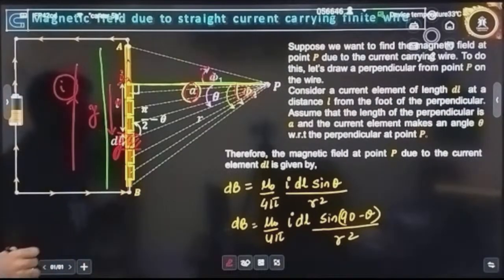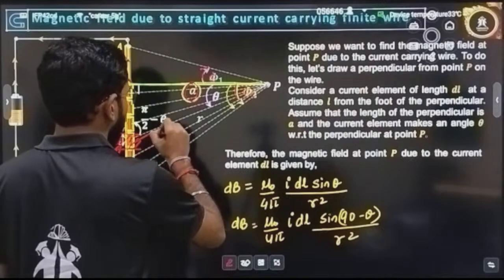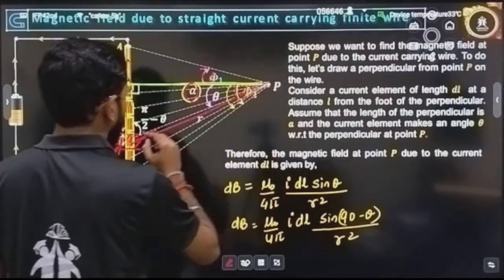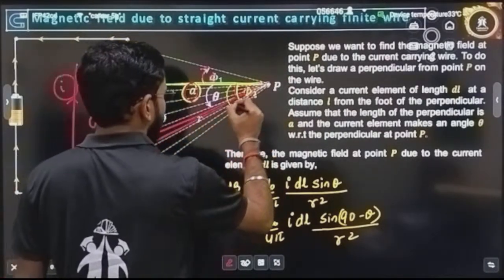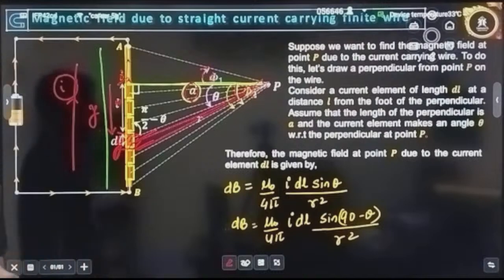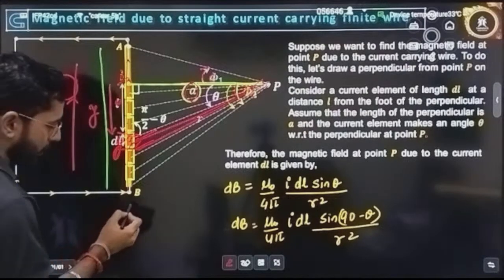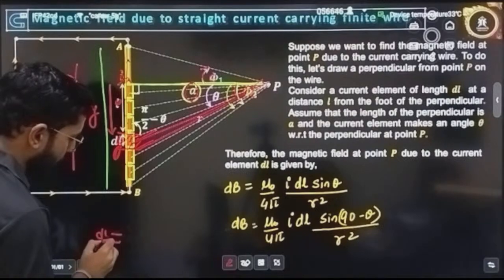I am going to cut an element of thickness dy, and I am going to write only due to this element. Now don't focus on anything. Just write what you can write. This is my element dy.